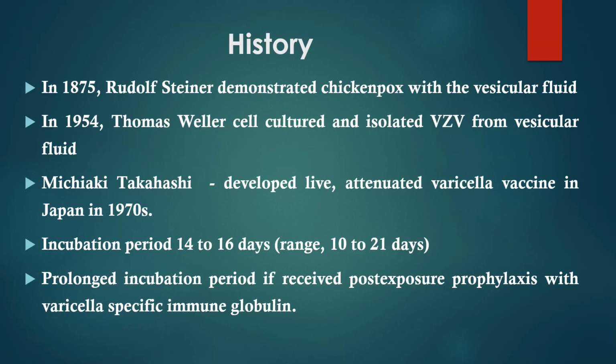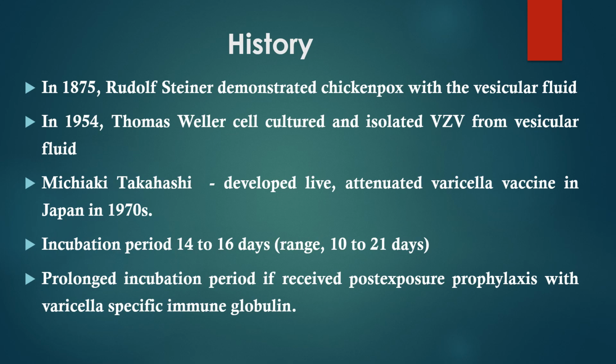History of the Varicella Zoster virus. In 1875, Rudolf Steiner demonstrated that chickenpox was caused by an infectious agent by inoculating volunteers with the vesicular fluid from a patient with acute varicella. In 1954, Thomas Weller used cell culture to isolate varicella zoster virus from vesicular fluid of patients with varicella or zoster infection. A live attenuated varicella vaccine was developed in Japan in the 1970s.